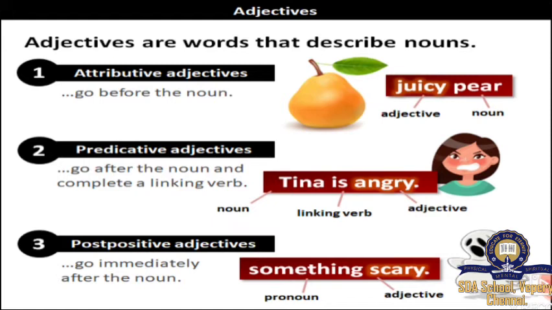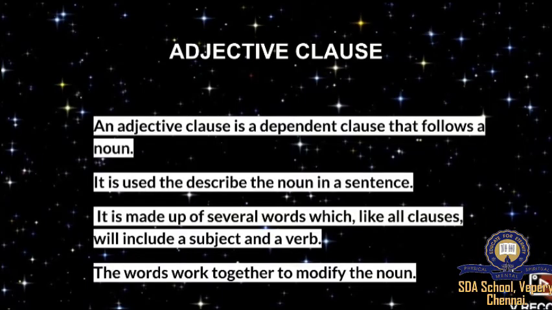So now let's see what are adjective clauses. An adjective clause is a dependent clause that follows a noun. So they are a dependent clause. They can't stand alone. It is used to describe the noun in a sentence. So they're not just one word. They are used in a sentence. It is made up of several words which, like all clauses, will include a subject and a verb.